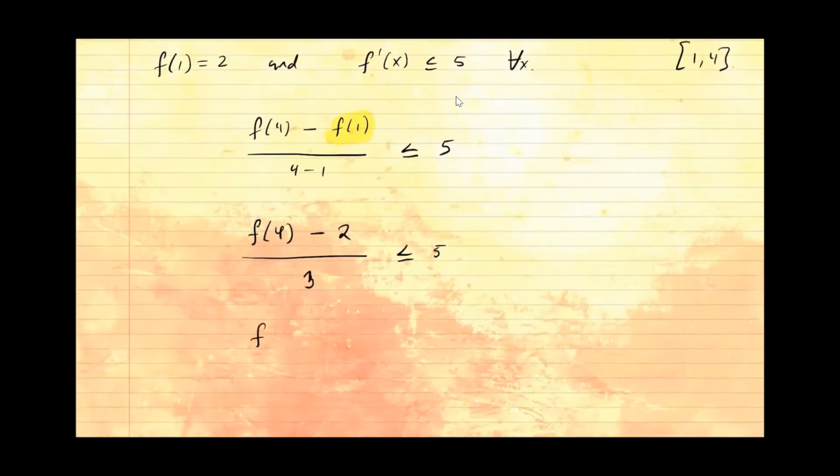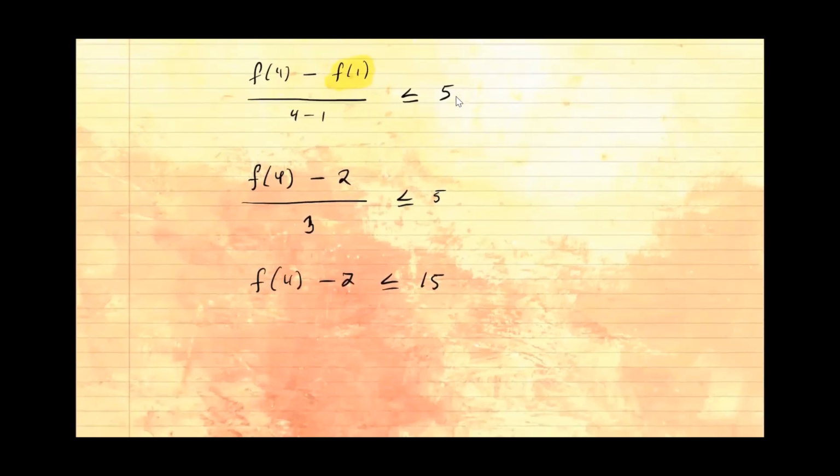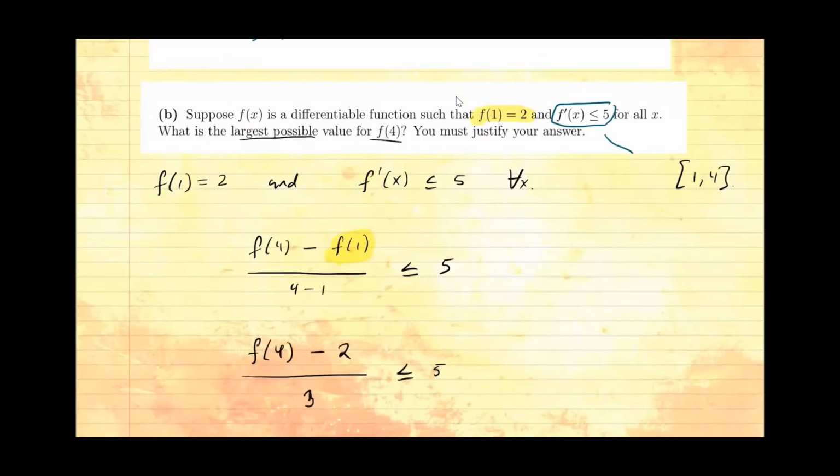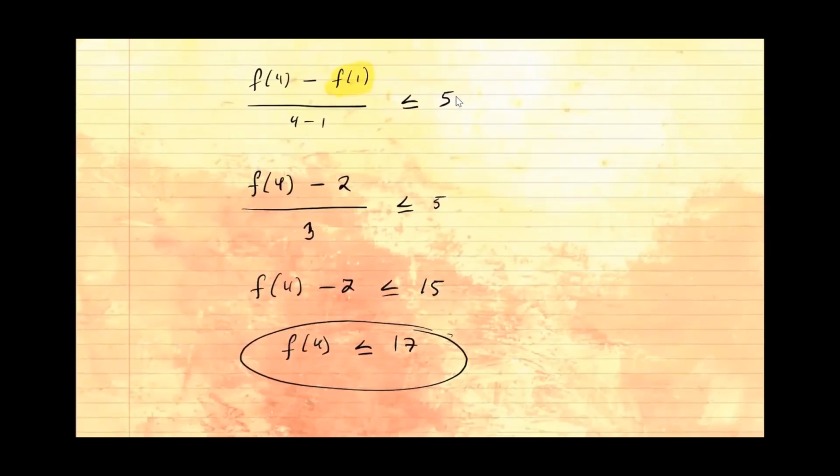Multiply both sides by 3, you have f(4) - 2 is less than or equal to 15. And we add 2 to both sides. So f(4) must be less than or equal to 17. So the largest value f(4) can be is 17. It has to be less than or equal to 17. So that would answer this question. What is the largest possible value for f(4)? Equal to 17 or less. So let me know if this makes sense.